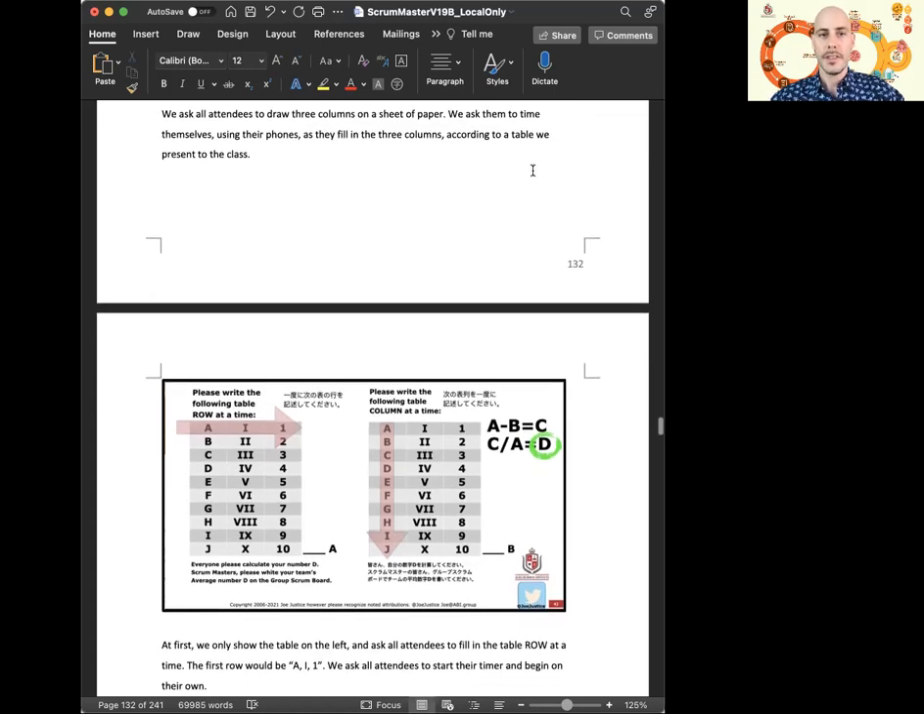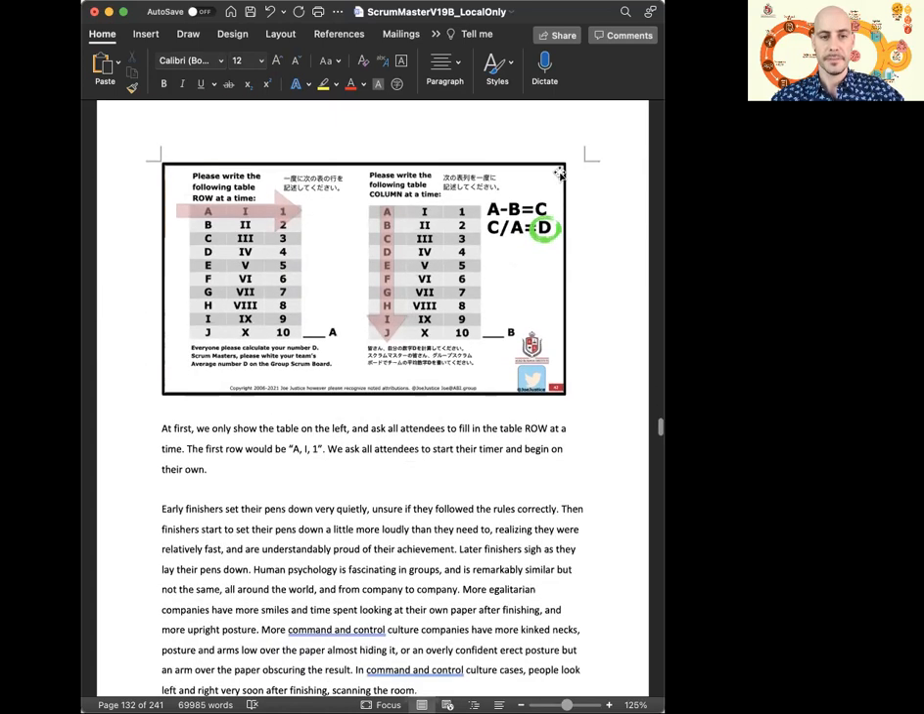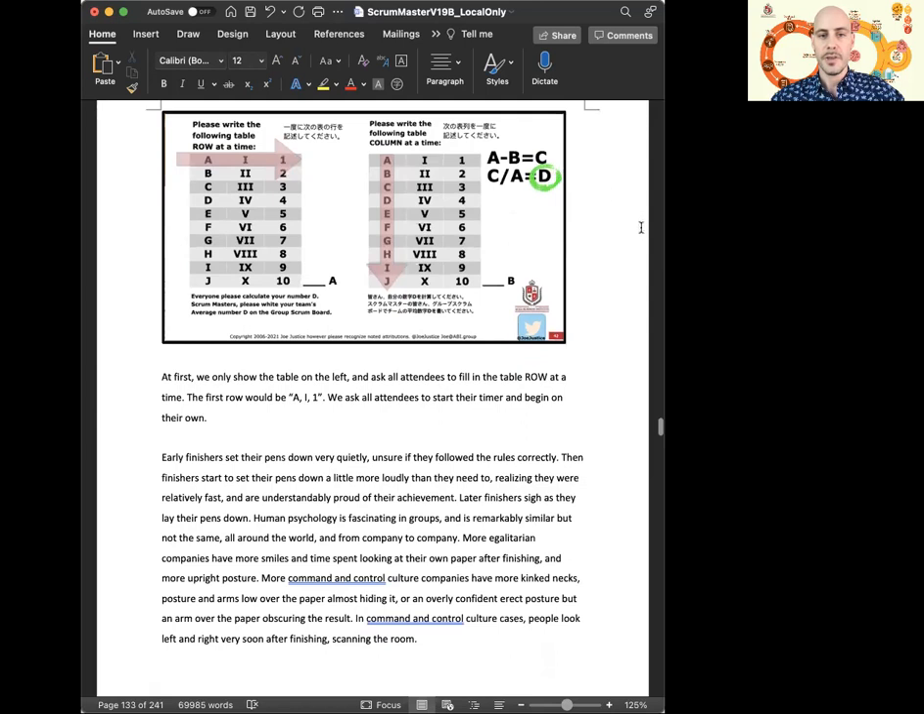We ask all attendees to draw 3 columns on a sheet of paper. We ask them to time themselves using their phones as they fill in the 3 columns, according to the table we present to the class. At first, we show only the table on the left and ask all attendees to fill in the table row at a time. The first row would be AI1. We ask all attendees to start their timer and begin on their own.